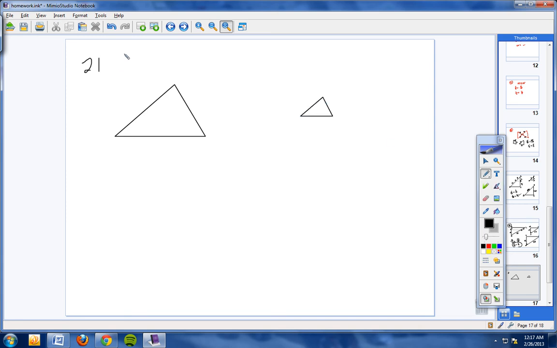Alright, we have 35, 35, and 28, and then 10, 10, and 8. Now listen, right away we know we're dealing with side, side, side. We have 3 sides and 3 sides. The smallest side over here is 28, over the smallest side over here, which is 8. If you reduce that, you would get 7 over 2.